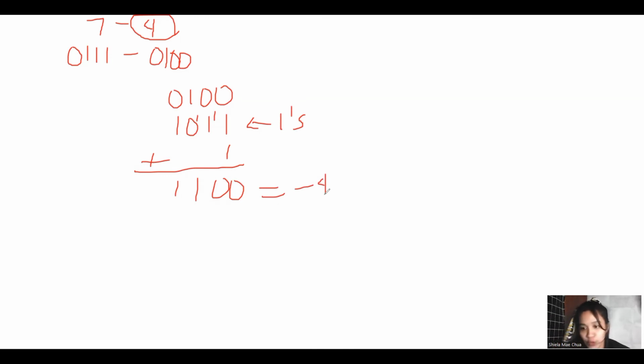Now, let's perform the addition. So this is 0, 1, 1, 1 plus this is 1, 1, 0, 0.